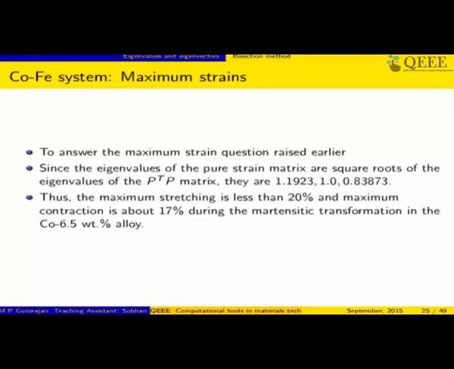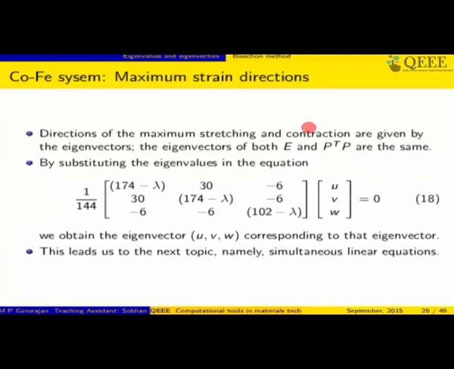Okay, very good. If there are no questions, for the next 10 minutes or so let us spend time on the remaining part of the eigenvectors. I don't think we'll be able to do simultaneous equations today, but we will take it up on Monday. Now, it is not sufficient to tell just the eigenvalues. We have found that 20% or 17% will be the changes, but we are also interested in more.